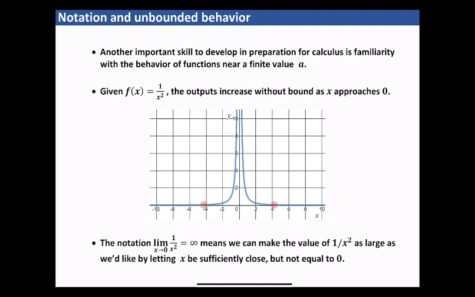We can use limit notation to show this behavior as well. The notation, the limit of 1 over x squared as x approaches 0 equals infinity, means we can make the value of 1 over x squared as large as we'd like by letting x be sufficiently close, but not equal, to 0.